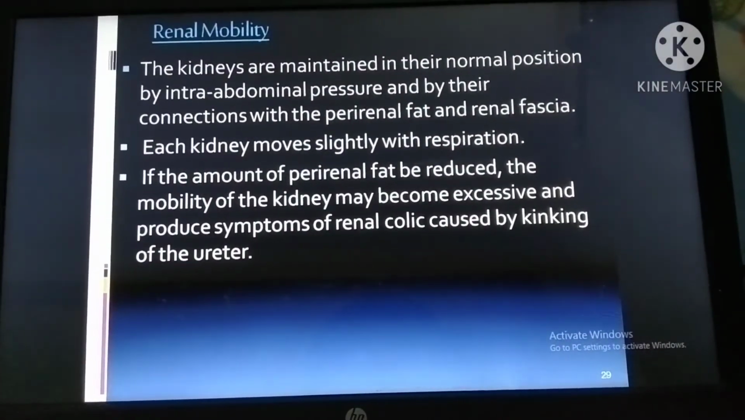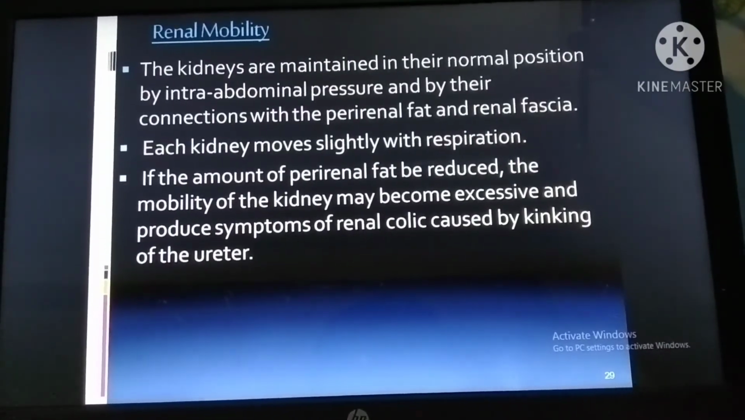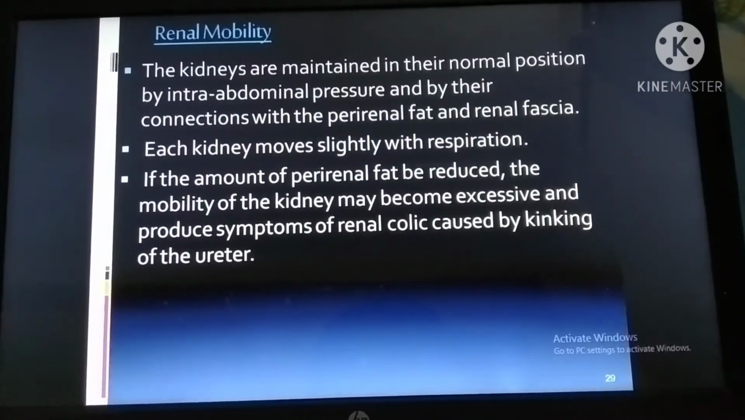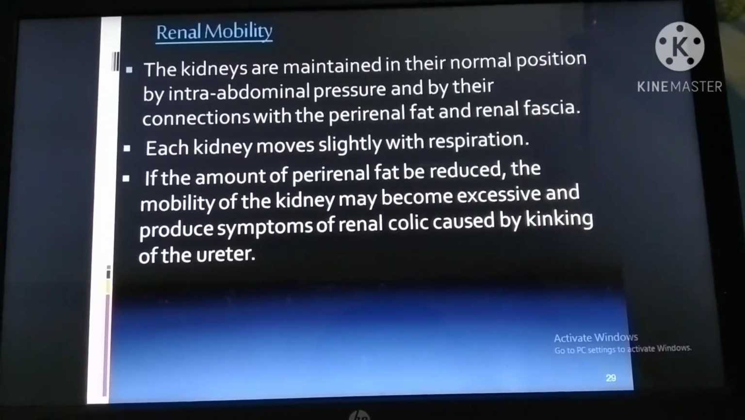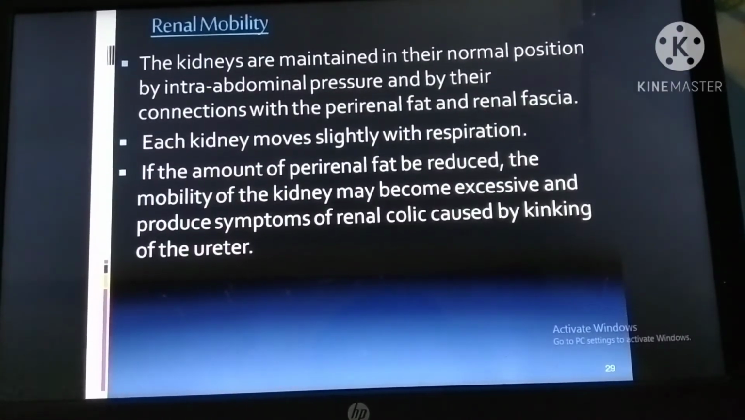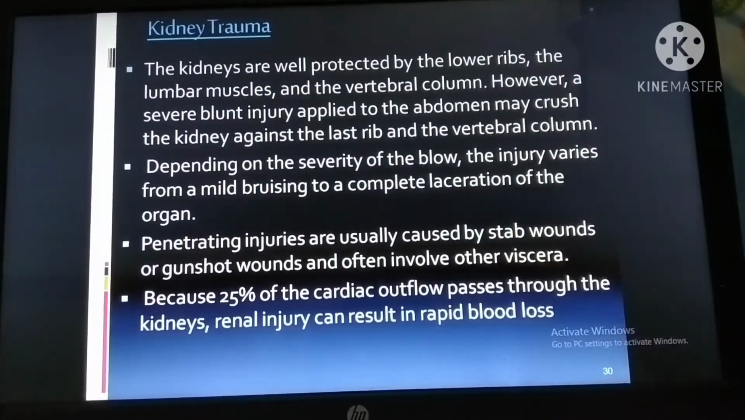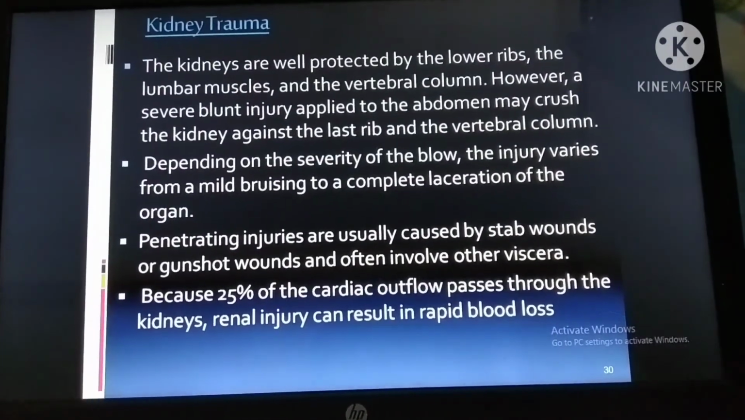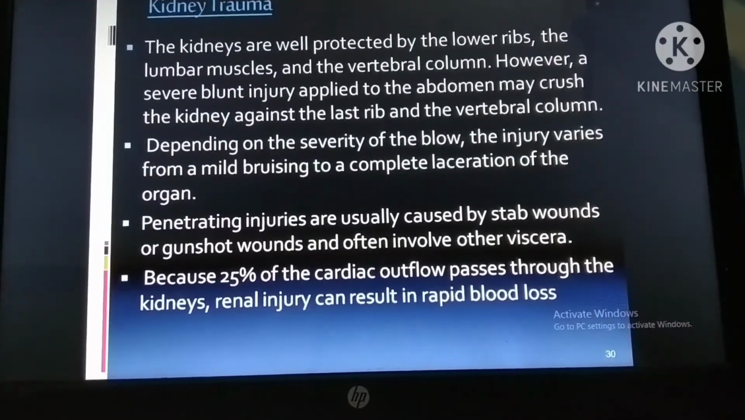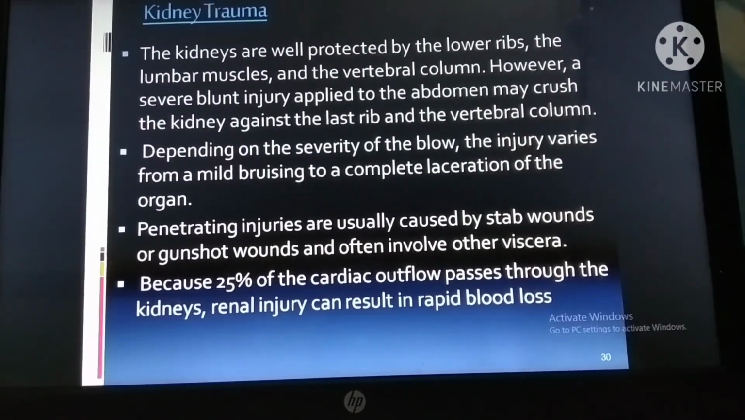Renal mobility is maintained in the normal position by intra-abdominal pressure and by their connection with the perinephric fat and renal fascia. Each kidney moves slightly with respiration. If the amount of perirenal fat is reduced, the mobility of the kidney may become excessive and produce symptoms of renal colic caused by kinking of the ureter. Kidney trauma: the kidney is well protected by the lower ribs, lumbar muscles, and vertebral column. However, severe blunt injury applied to the abdomen may crush the kidney against the last rib and the vertebral column.